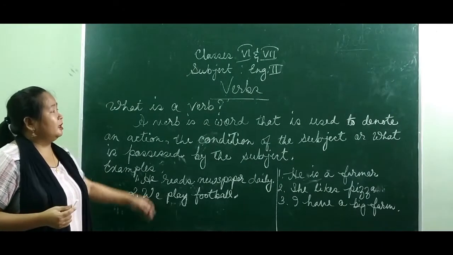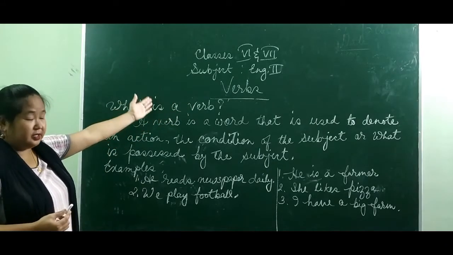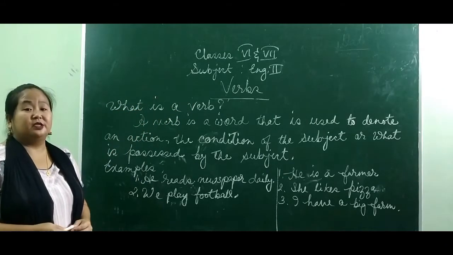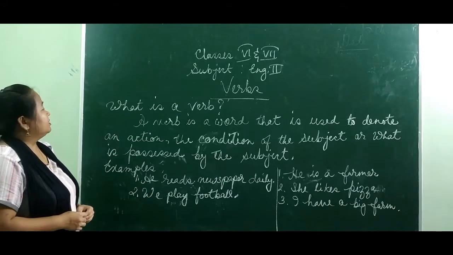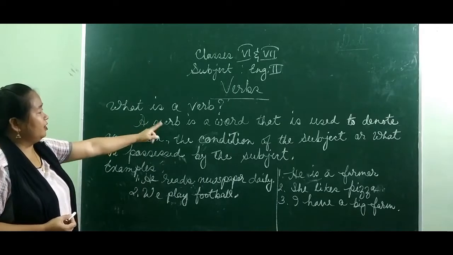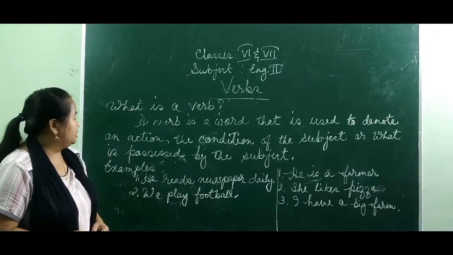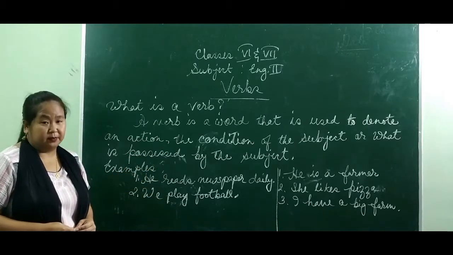Okay students, this chapter is class 6, this is your chapter number 6, and class 7, this is your chapter number 9, okay? So first of all, let us try to understand what is a verb. A verb is a word that is used to denote an action, the condition of the subject, or what is possessed by the subject, okay?